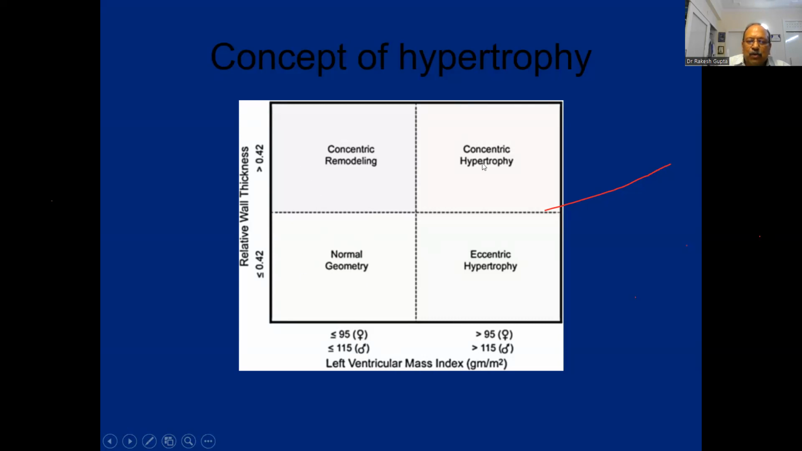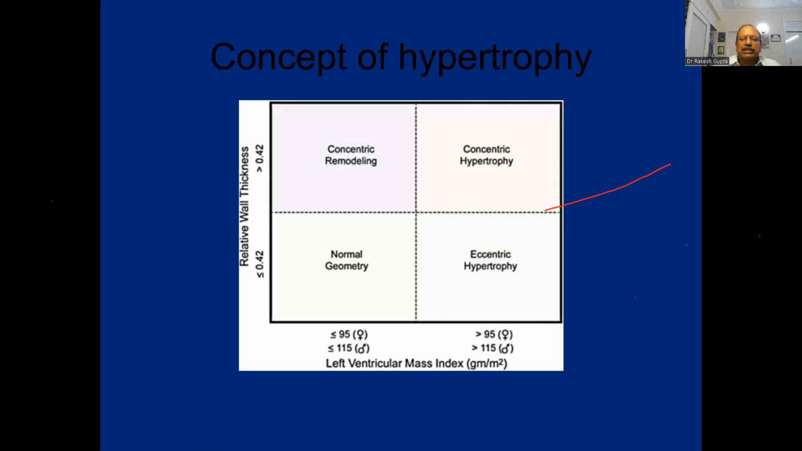If it's more than 0.42 and the mass is more than 95 and more than 115, we call them concentric hypertrophy. On the other hand, if it's more than 0.42, but the mass is less, we say concentric remodeling. If this RWT is less than 0.42 and the mass is more than 95 and 115, we call them eccentric hypertrophy.